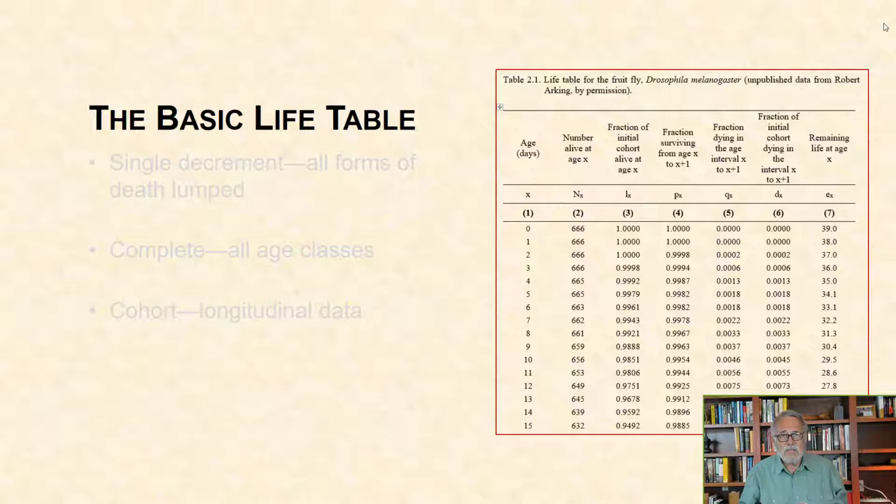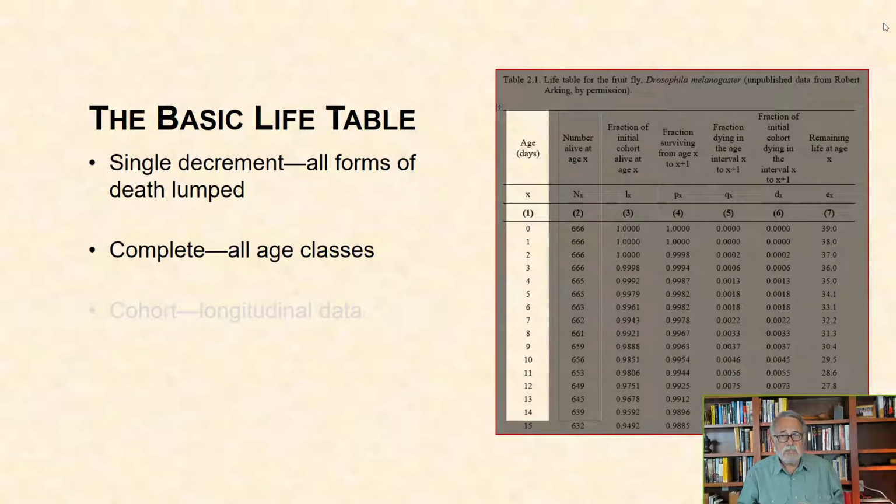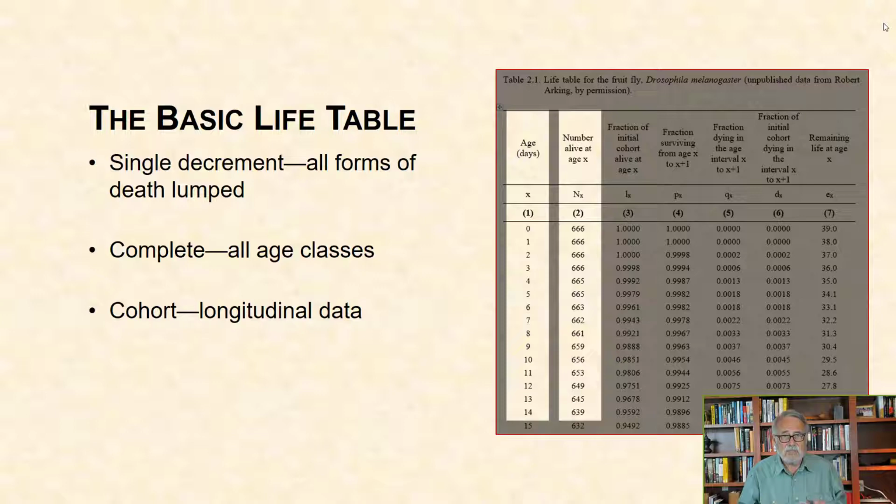The basic life table is what's called a single decrement life table. All forms of death are lumped. It's complete, that is, all age classes are included, and it's a cohort, that is, longitudinal data.